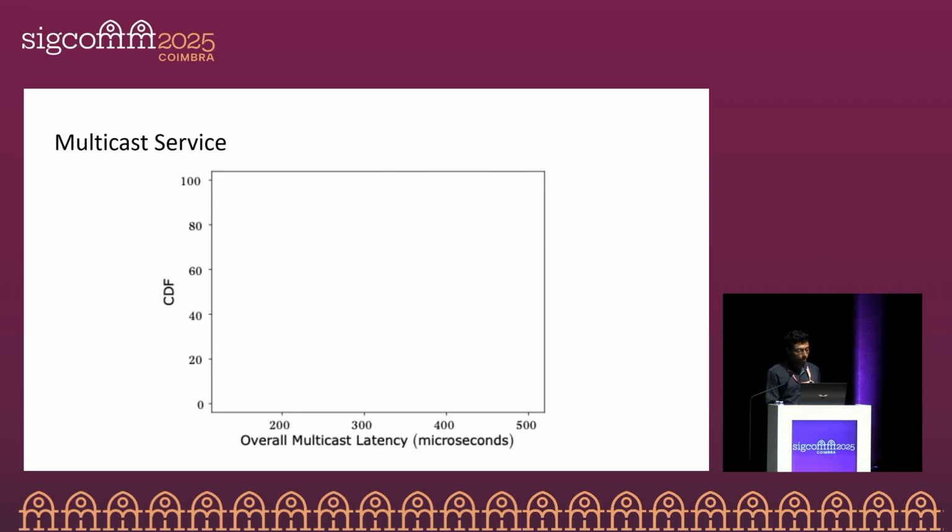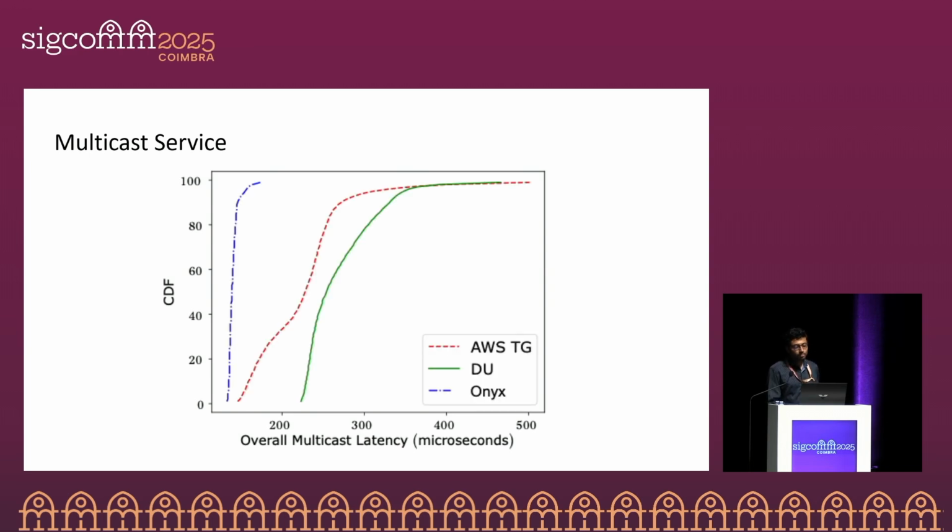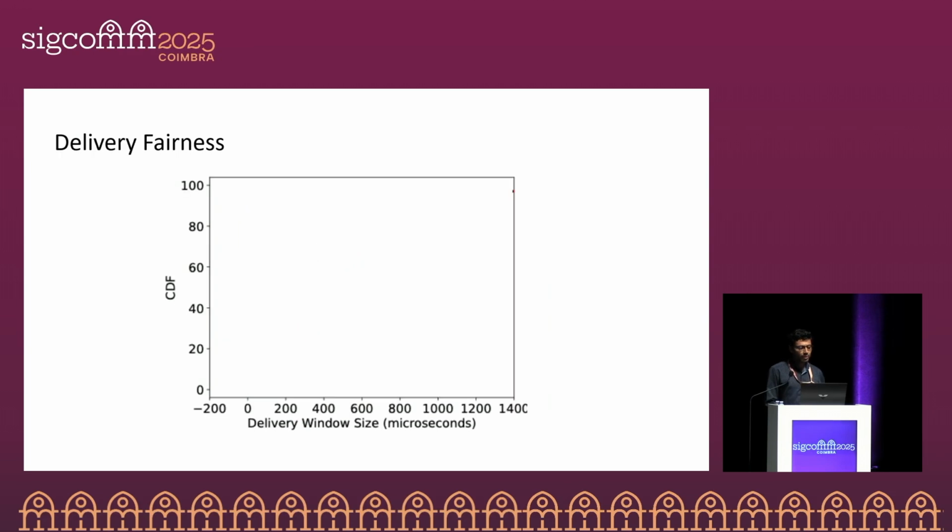Here we plot the distribution of the multicast latency of different systems. Here we can see that the curve on the leftmost, Onyx, provides a much lower multicast latency, closer to a few microseconds in this case with 100 participants over a commercial service, AWS gateway. And DU is direct unicast, effectively asking the exchange server to directly send one-to-one messages to each market participant.